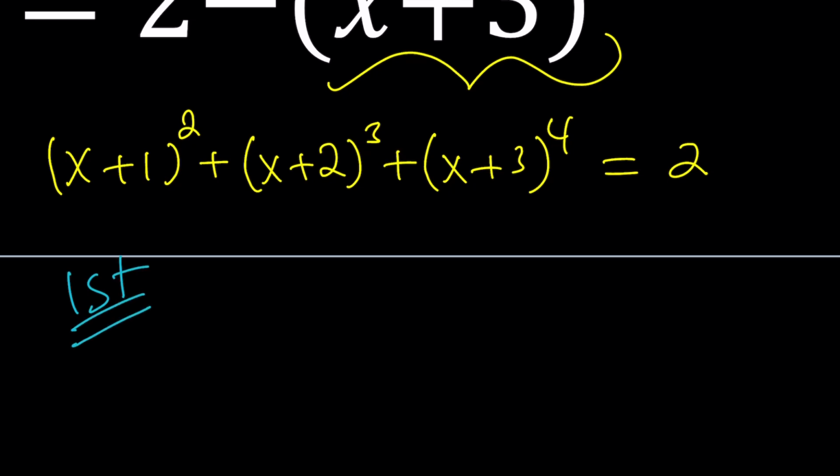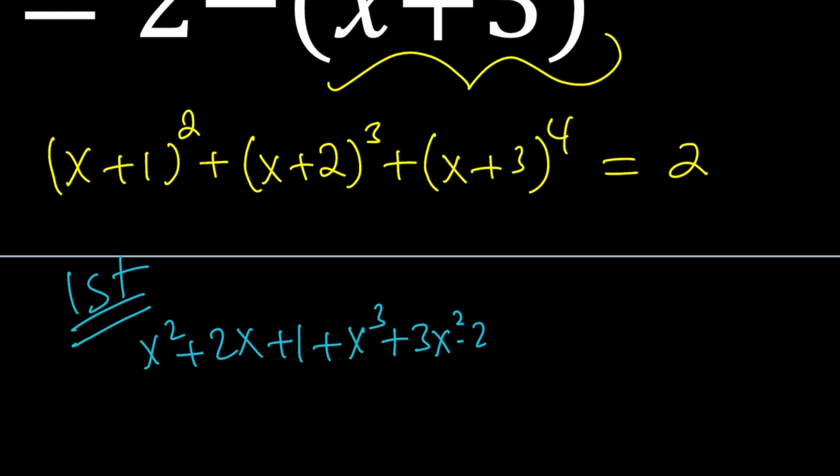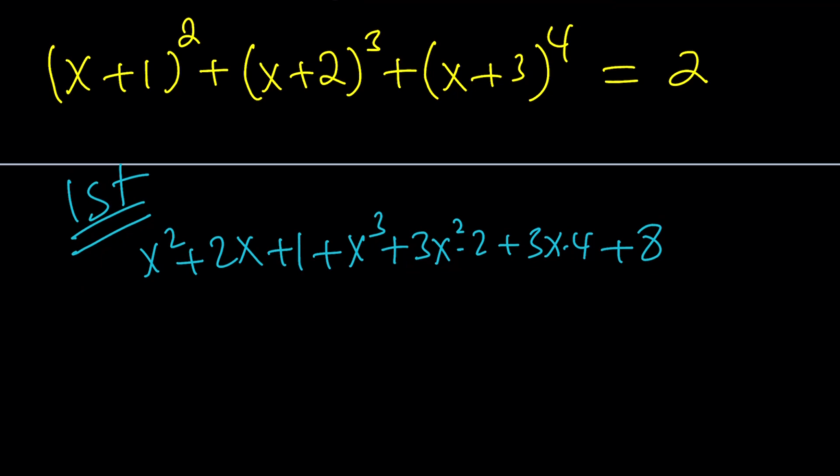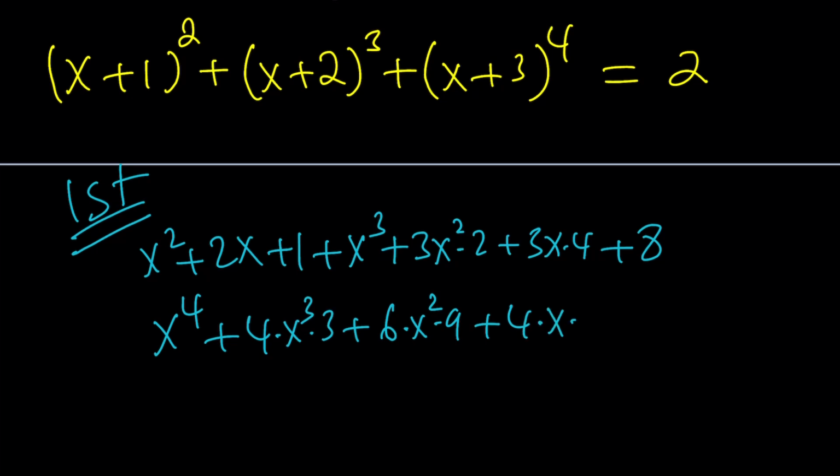(x+1)^2 is going to be x^2 + 2x + 1. This is going to be x^3 + 3x^2 times 2 + 3x times 4 + 8. And then plus (x+3)^4. I'm going to use the binomial theorem for that. So it's going to be x^4 + 4 times x^3 times 3 + 6 times x^2 times 9 + 4 times x times 27. And finally, it's going to be 3 to the fourth, which is 81. And that's equal to 2.